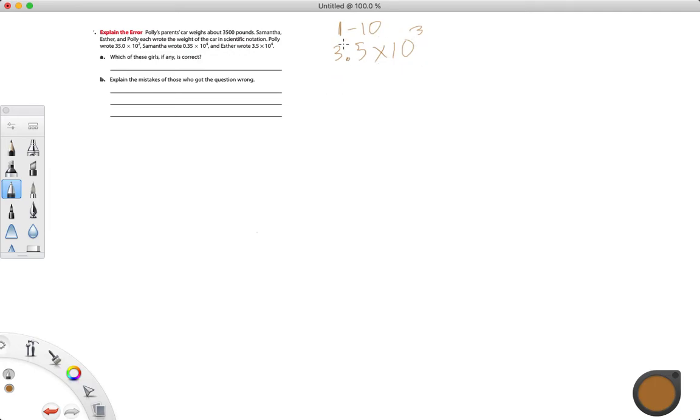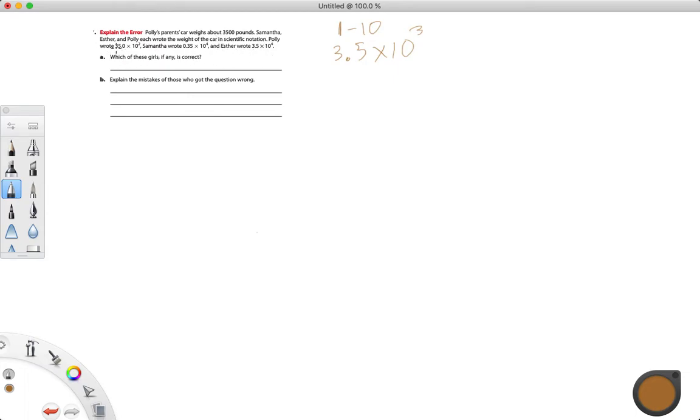Okay, so then I'm going to compare this with my other ones. I'm also going to write those out in standard form to compare them to 3,500, because some of them might be the right number, they're just not written correctly in scientific notation.